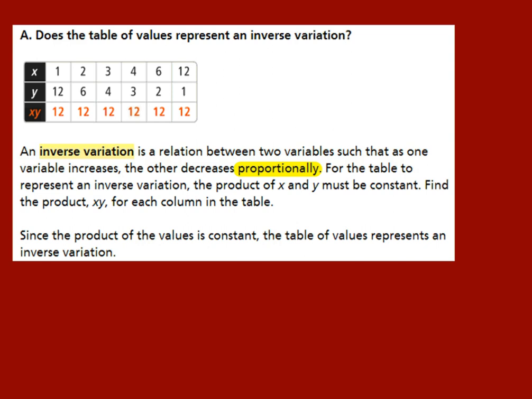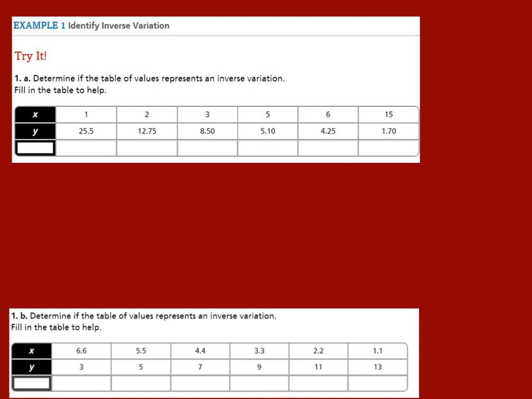So let's do one ourselves. You'll need a calculator, and this will be example 1 on page 92. Determine if the table of values represents an inverse variation. Fill in the table to help. Well, the first thing we need to check without a calculator is is one variable increasing and is one variable decreasing. 1, 2, 3, 5, 6, 15, increasing. 25.5, 12.75, 8.5, 5.1, 4.25, 1.7. That is decreasing. So yes, the first two things are met. So let's get a calculator out and check the rest of it.